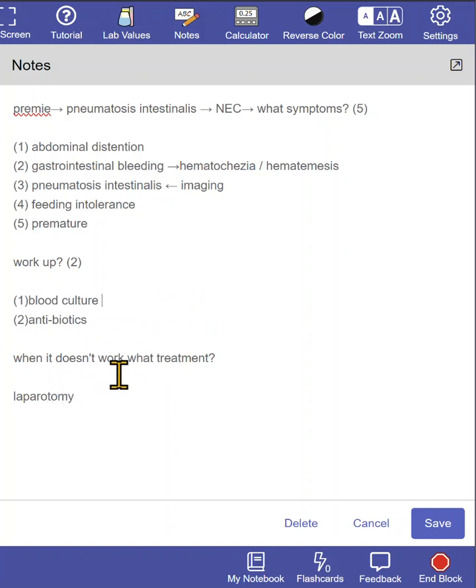When it doesn't work, what treatment? Laparotomy. So if the treatment doesn't work and they exacerbate, you need to look for clinical deterioration like vital sign instability, or if you have acidosis.